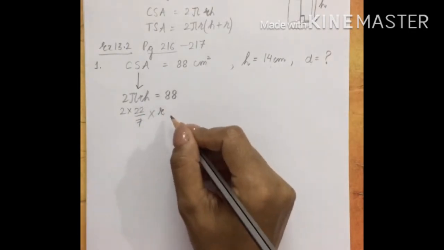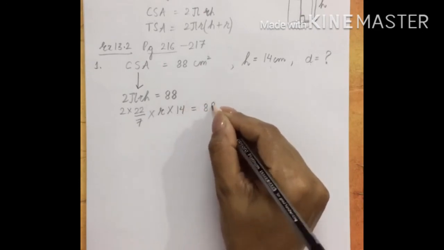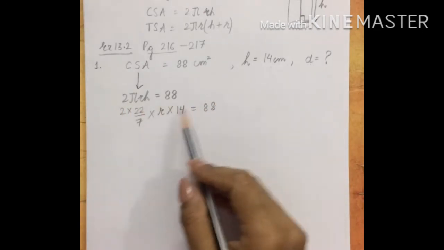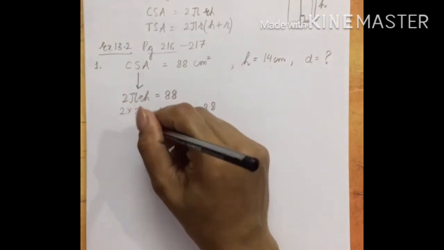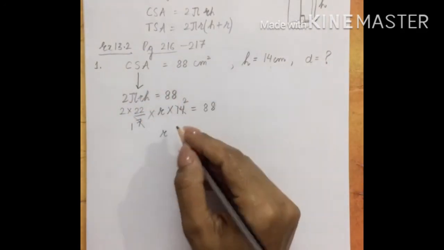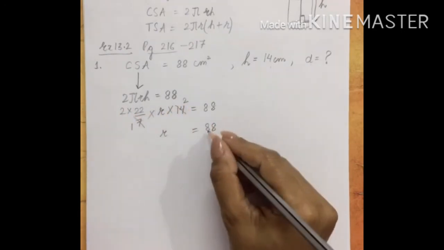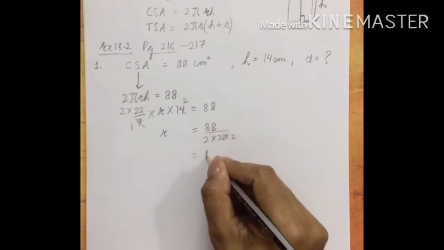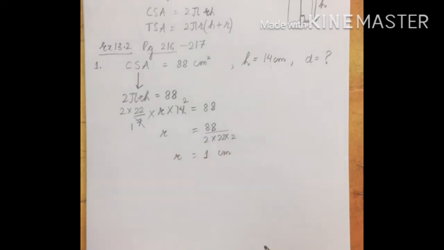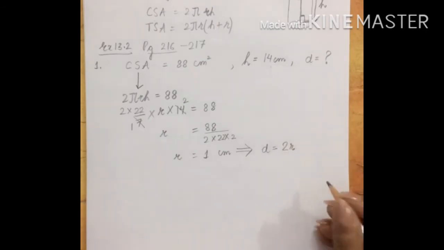So r is not given to us. Let it be as such. h is 14. On the right hand side we have 88. Now we have an equation in r. We will be using this to find out the radius of the base of the cylinder. Let's simplify the left hand side. So I've got 88. All these numbers which are being multiplied here, let's transpose them to the other side. Solving, r comes out to be 1 centimeter. Now from here the diameter can be calculated, which is twice the radius.